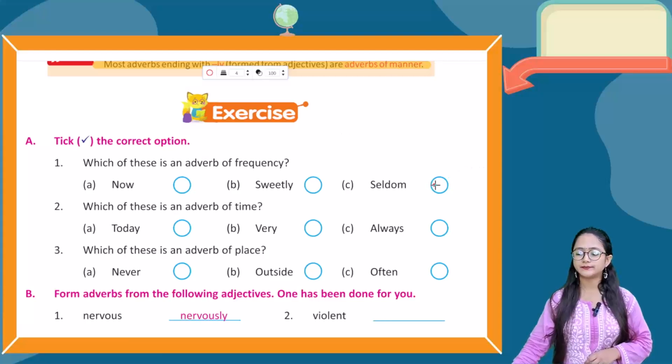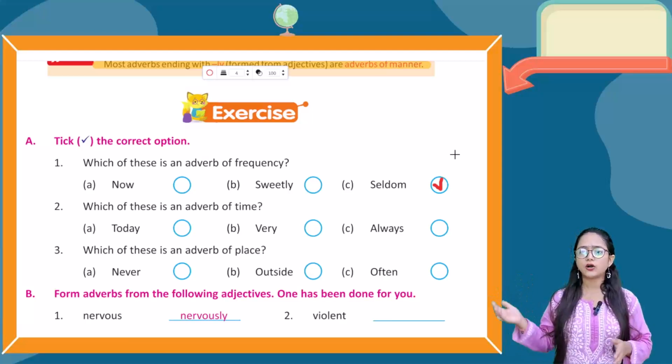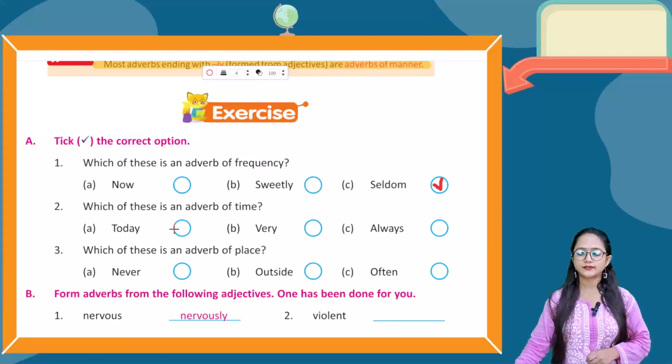So tick seldom. Next one, which of these is an adverb of time? Options are today, very, always. Adverb of time is talking about when. So the answer is today. Tick that one. Next is, which of these is an adverb of place? Options are never, outside, often. It is talking about place, so it is outside. So tick outside.